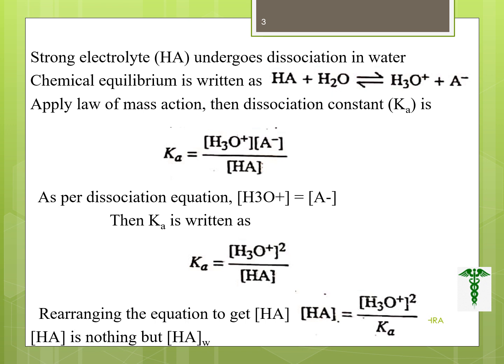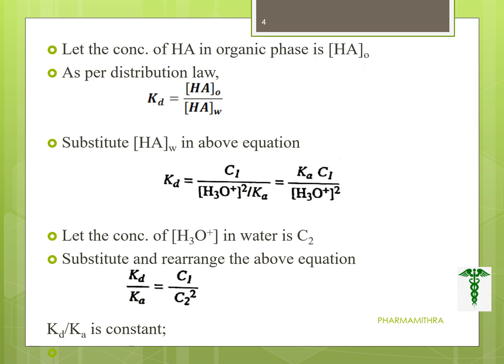When it comes in contact with water, the acid becomes hydronium ion and A minus. Applying the law of mass action to this equation, we get the dissociation constant Ka equal to hydronium ion concentration times A minus divided by HA, and finally we can rewrite the equation as HA equal to hydronium ion concentration squared by Ka.